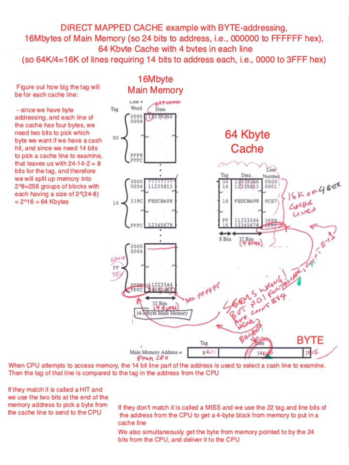We also simultaneously get that byte from memory pointed to by the 24 bits from the CPU and deliver it to the CPU. So go back and look at your flowchart of the operation, make sure you understand that fully, then think about how this is parsing the memory into these different parts, these groups, and how the direct map is working. Look at all the numbers and addresses here, and make sure that makes sense to you.